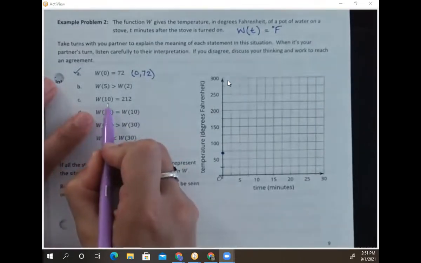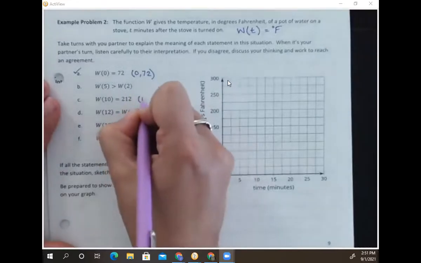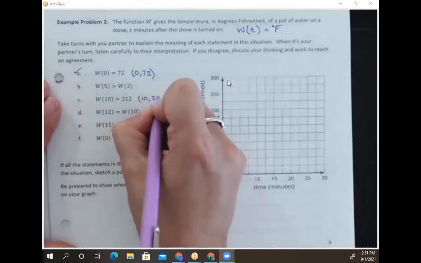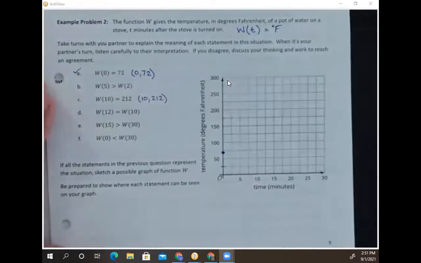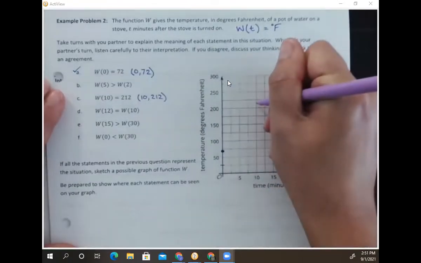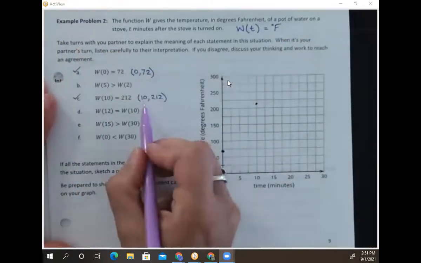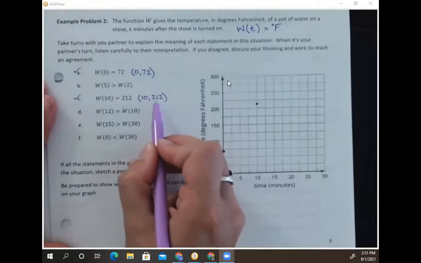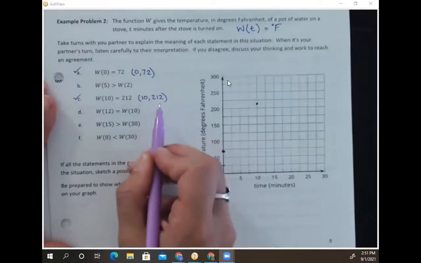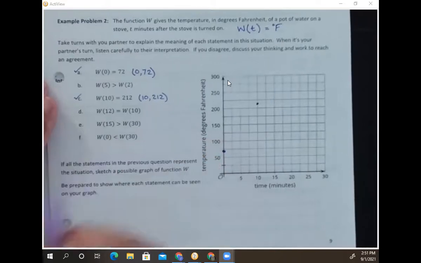For C, W of 10 equals 212. This is another ordered pair. This is another point on my graph. So I can plot the point 10, 212. And this is telling me, we're right about there. This is telling me at 10 minutes, my water is 212 degrees. Why is 212 degrees maybe important for this problem? That's boiling. Yeah, 212 is boiling.